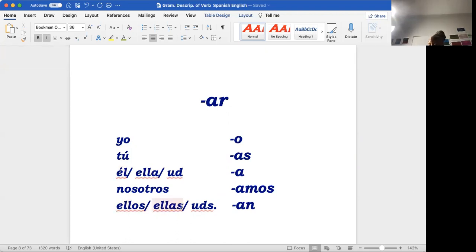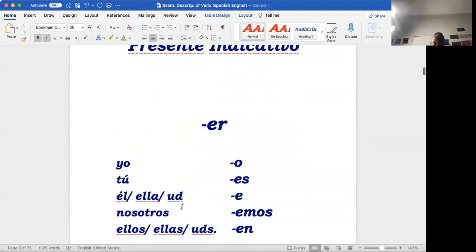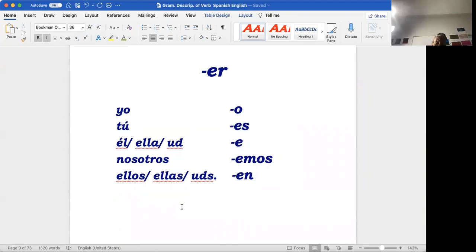But to make it negative, no problem. Hablo español, no hablo español. Hablas español, no hablas español. Come la comida, no come la comida. Right? Nosotros no comemos la comida. No comemos la comida. Just put no and then the verb, and you're fine. No do or does or ne pas, like in French and all this. Just put no. So that's a consolation, right? It's good.